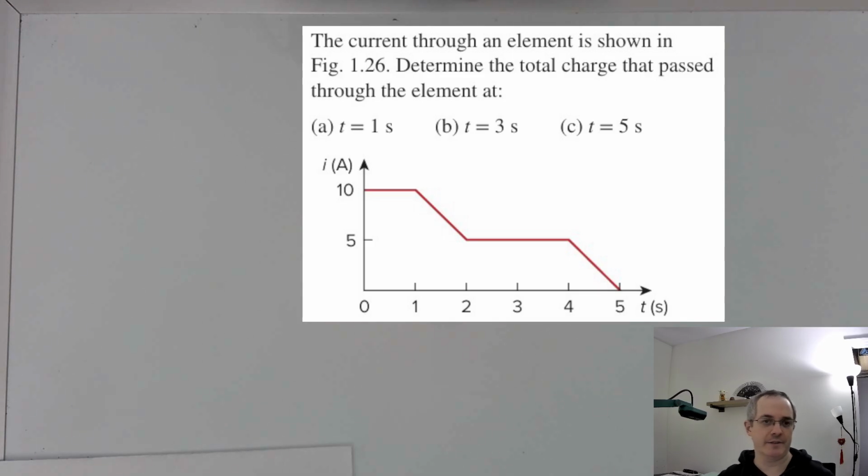Question 9. The current through an element is shown in this figure. Determine the total charge that passed through the element. The total charge that passed through the element at 3 seconds.